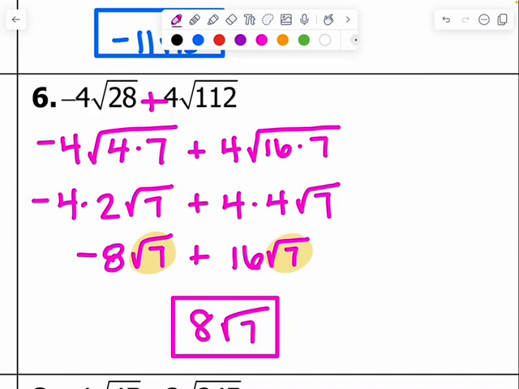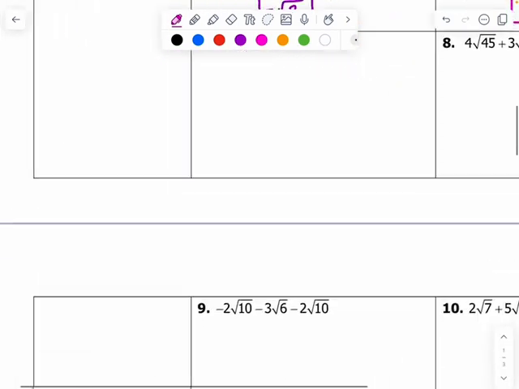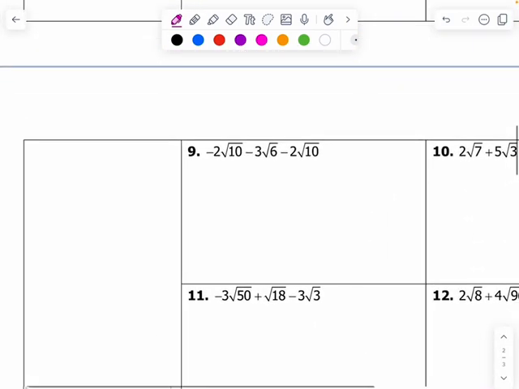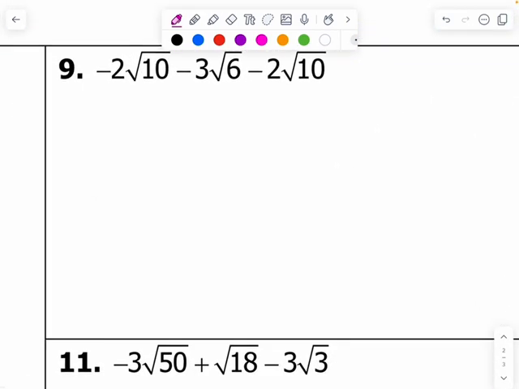Okay, now let's go to the next page. We're going to look at number 9, okay? What do you notice about number 9? Well, I first noticed that all those radicals are simplified. Radical 10, radical 6, radical 10. I can't simplify those anymore.